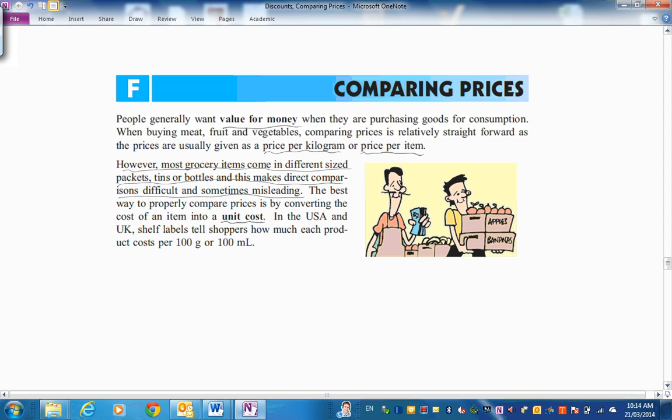In the USA and UK, shelf labels tell shoppers how much each product costs per 100 grams or 100 mil. And that is what happens in Australia now. We have developed that as well. So on the shelf they must put, say, 2 litres for $1.20. They've then got to break that down to how much it is per litre, so you can compare it with other drinks and things. It's misleading otherwise, isn't it?